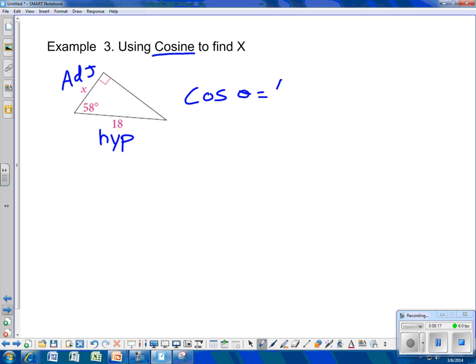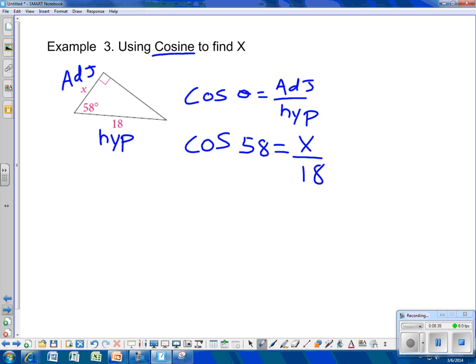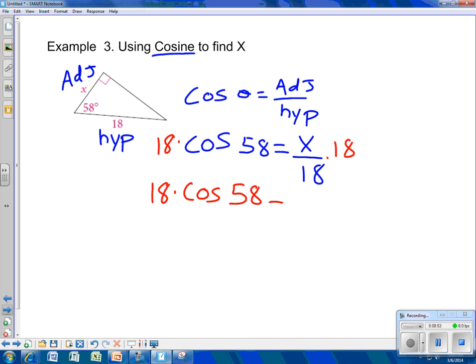Remember, it's adjacent over hypotenuse. So plugging in our values in our triangle, we end up with cosine of our angle 58 equals our adjacent side x over our hypotenuse 18. And again, we're going to solve it like the two previous examples. Times both sides by 18. We end up having 18 times cosine 58 equals our x.